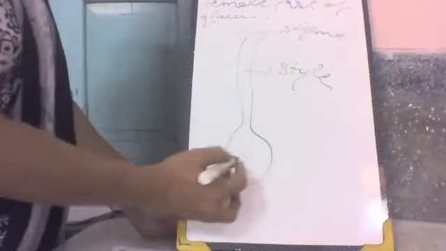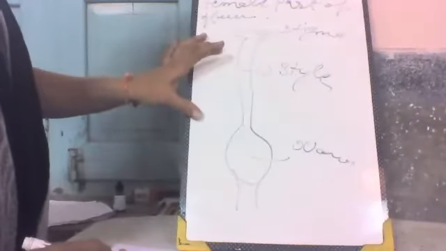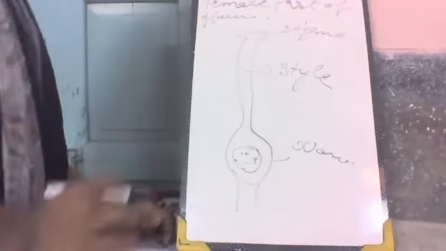The upper part is known as the stigma. A tube-like structure is known as the style, and at the base, the swollen part is known as the ovary. This is all about the gynoecium, and the ovary contains the ovule in it.